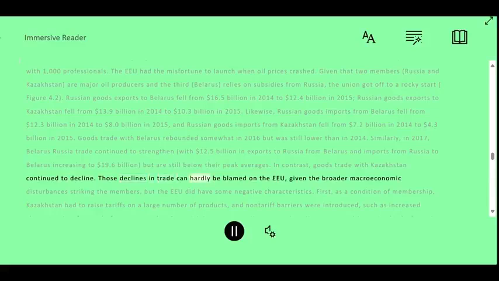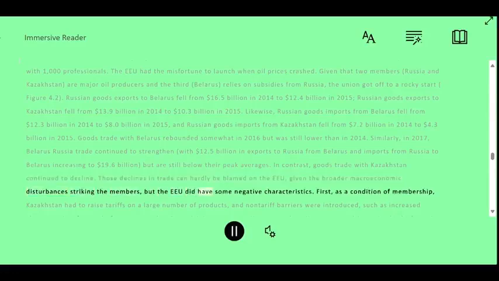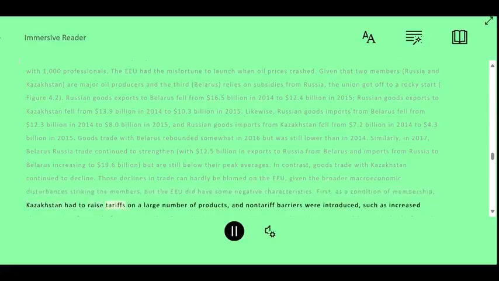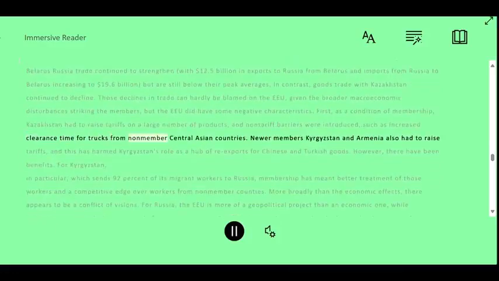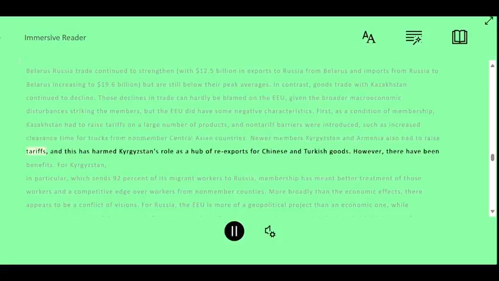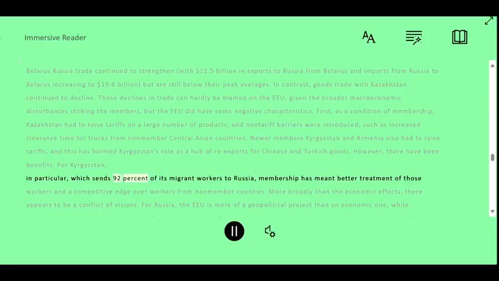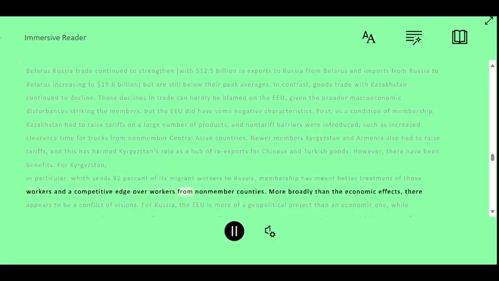Those declines in trade can hardly be blamed on the EU, given the broader macroeconomic disturbances striking the members, but the EU did have some negative characteristics. First, as a condition of membership, Kazakhstan had to raise tariffs on a large number of products, and non-tariff barriers were introduced, such as increased clearance time for trucks from non-member Central Asian countries. Newer members Kyrgyzstan and Armenia also had to raise tariffs, and this has harmed Kyrgyzstan's role as a hub of re-exports for Chinese and Turkish goods. However, there have been benefits. For Kyrgyzstan, in particular, which sends 92% of its migrant workers to Russia, membership has meant better treatment of those workers and a competitive edge over workers from non-member countries.